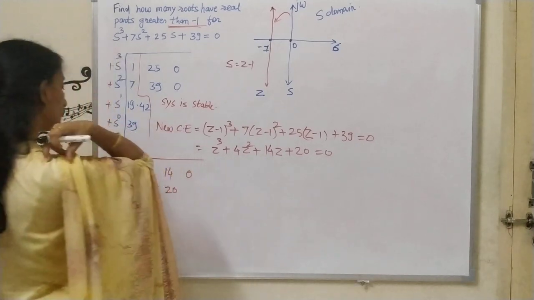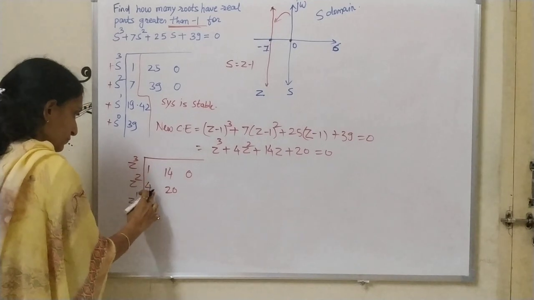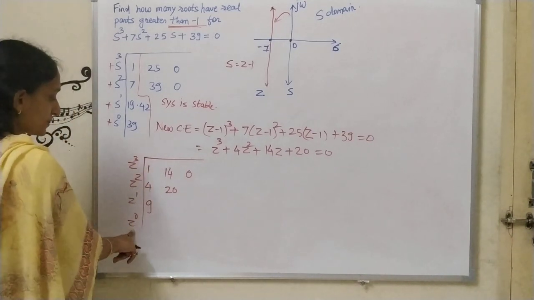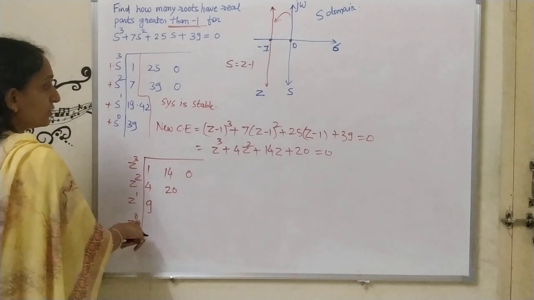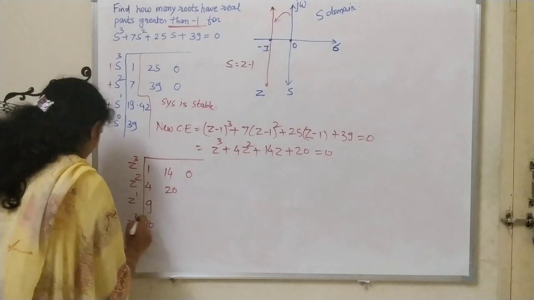Okay, so what will be the coefficient of Z raised to power 1? Look at this, 14 into 4 minus 20 upon 4. So I have the answer as 9. Now Z raised to power 0. Okay, so what is coefficient of Z raised to power 0? Here I am getting 20.